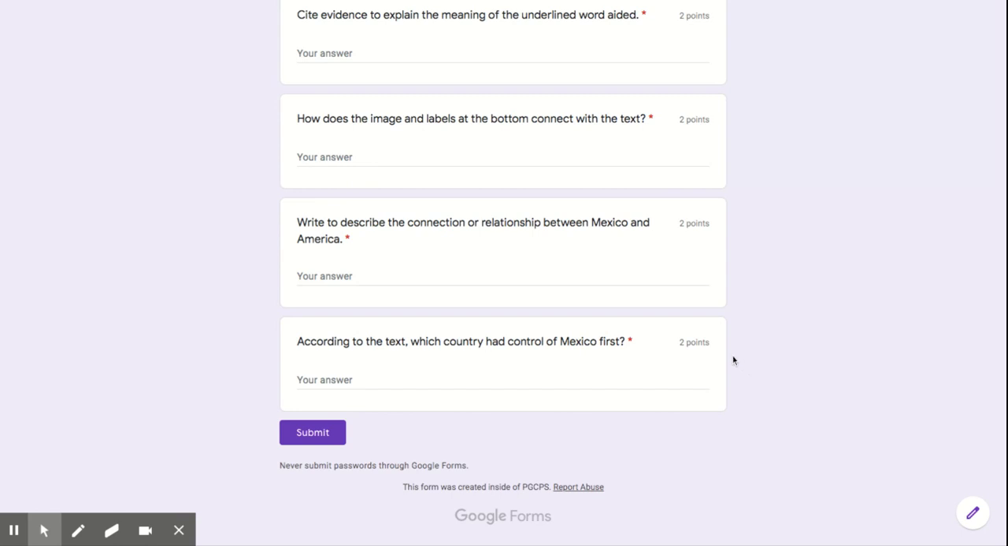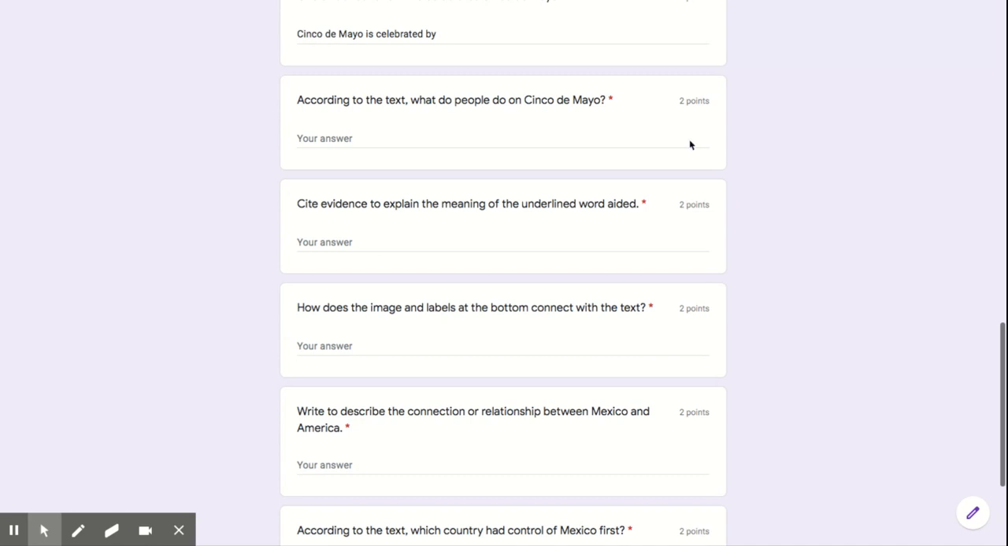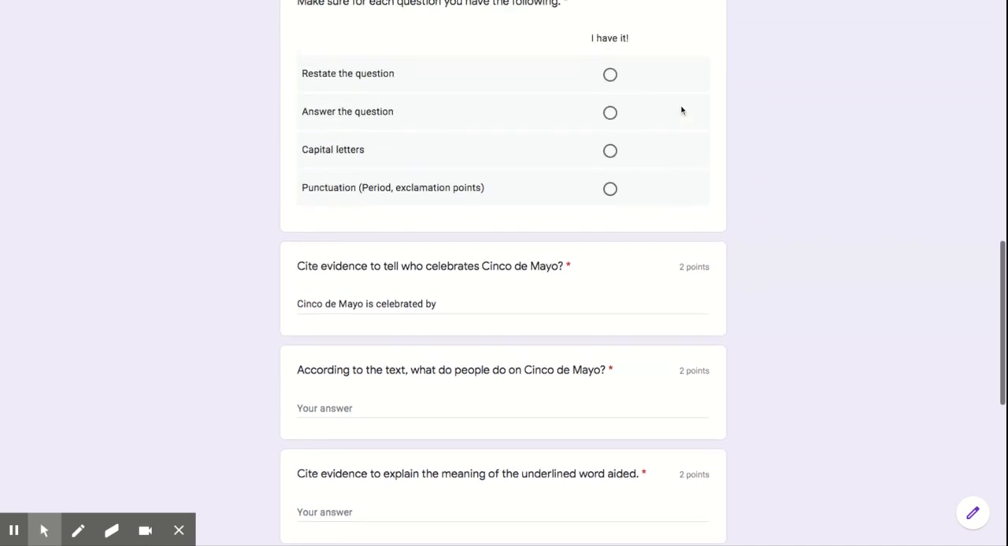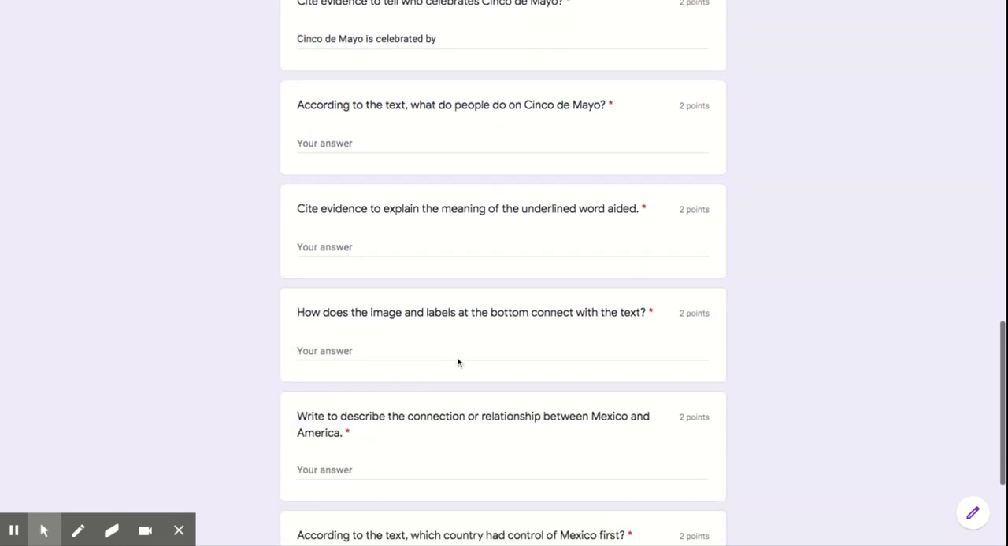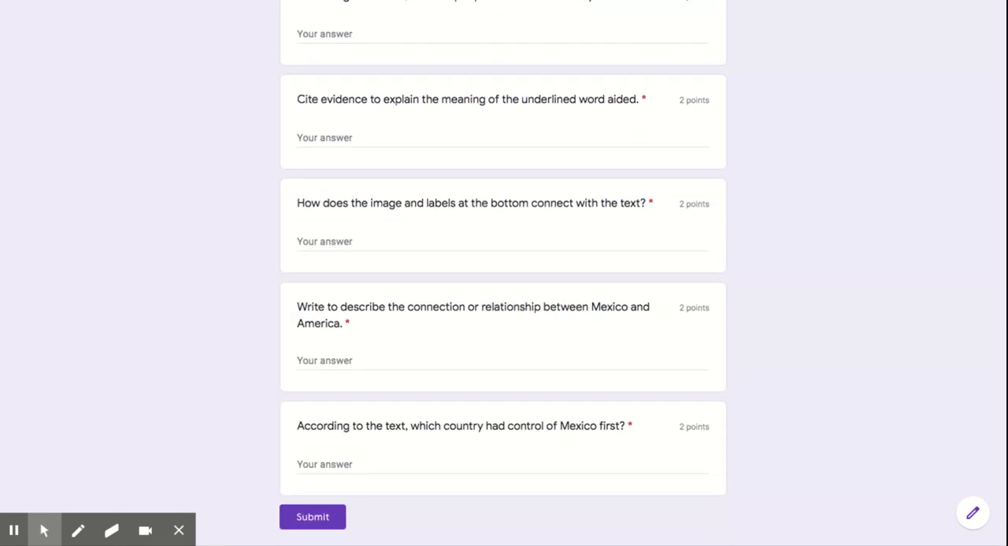Now, if you noticed, each of these questions is worth 2 points. You get 1 point for restating the question and 1 point for answering the question. So restating the question is just as important as finding the answer.